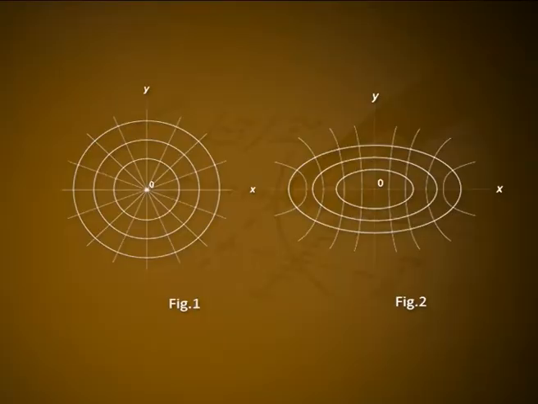Similarly, the orthogonal trajectories of the family of ellipses x square by a square plus y square by c square minus a square is equal to 1 are confocal hyperbolas satisfying the equation x square by b square minus y square by b square minus c square is equal to 1, as shown in figure 2. Here, a and b play the role of parameters describing the family of ellipses and hyperbolas respectively.